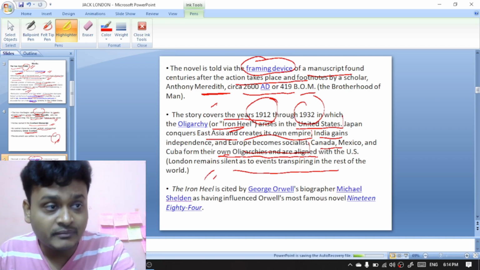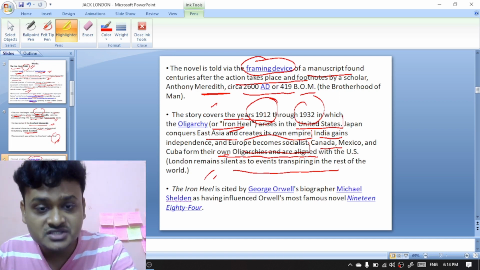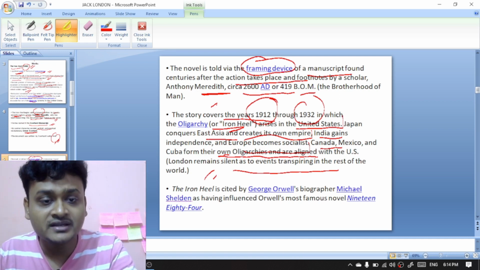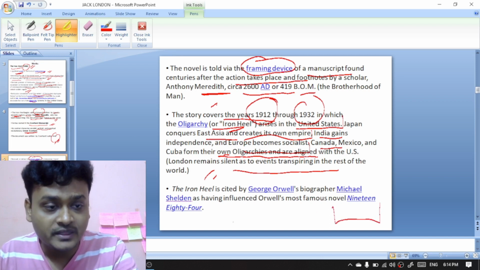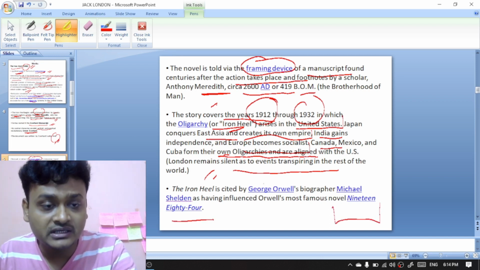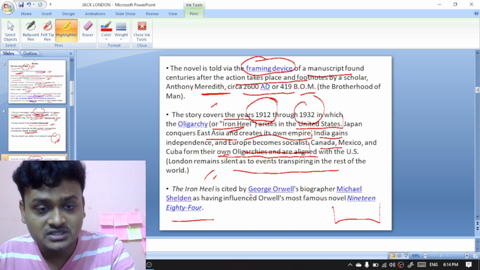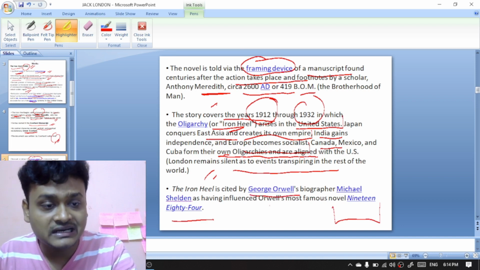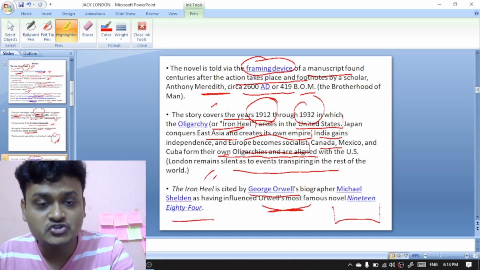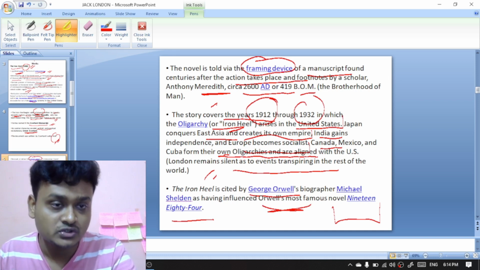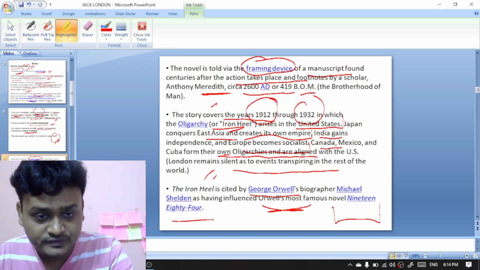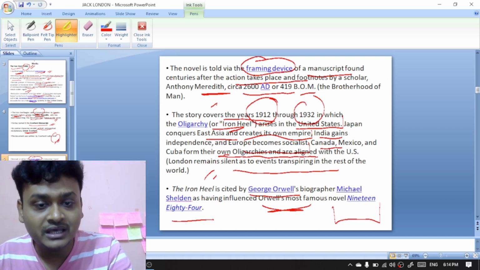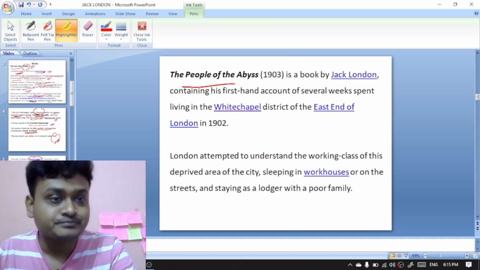And this Iron Heel by Jack London inspired George Orwell to write his famous dystopian novel 1984. The Iron Heel is cited by George Orwell's biographer Michael Sheldon as having influenced Orwell's most famous novel, 1984. So this work has influenced 1984. Who is claiming here? Michael Sheldon, the biographer of George Orwell, is claiming.